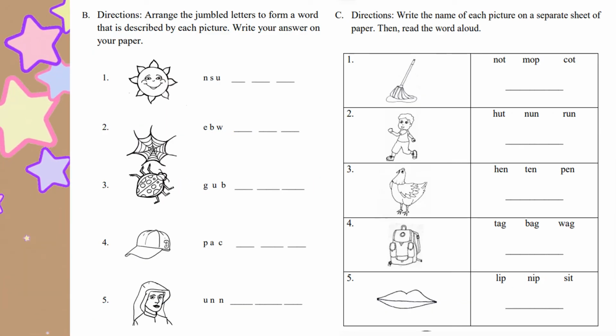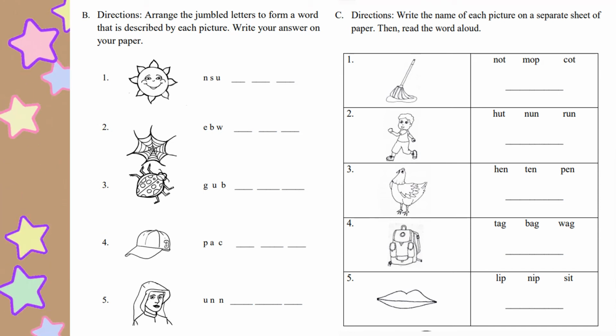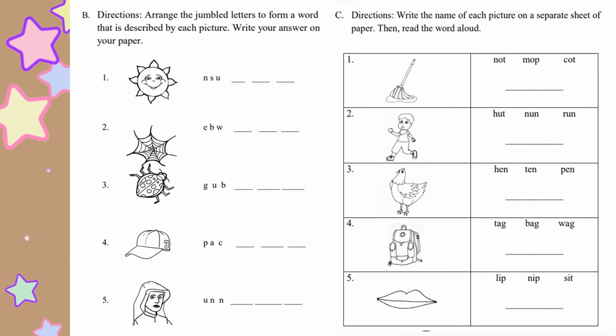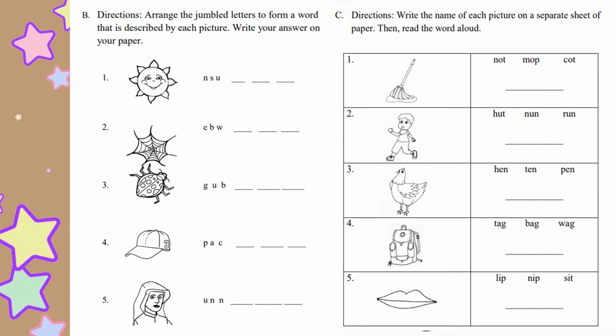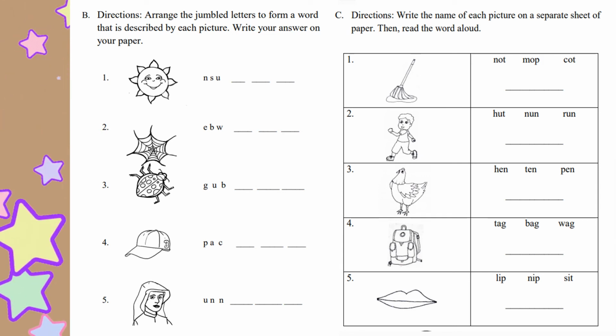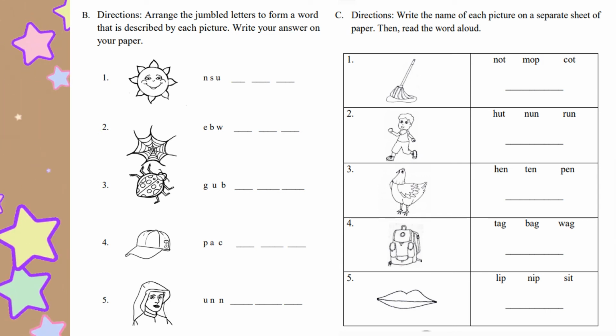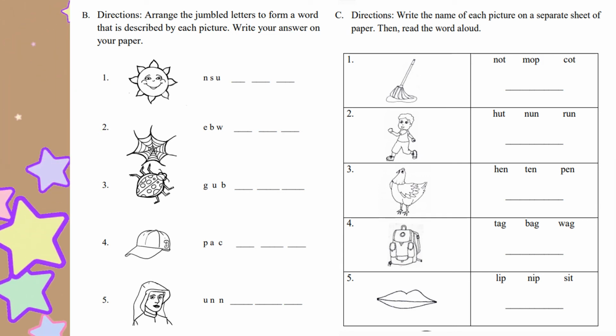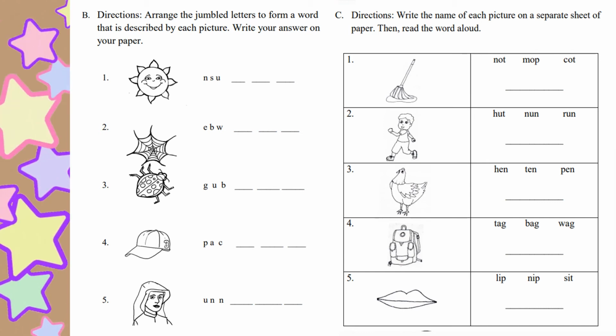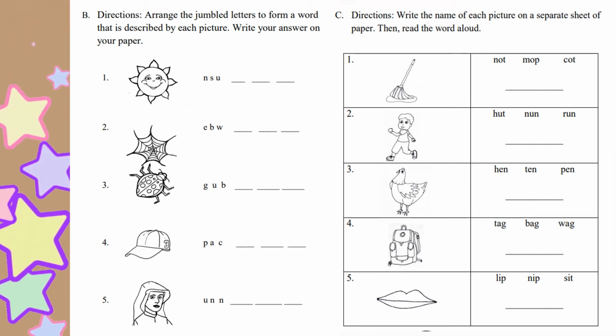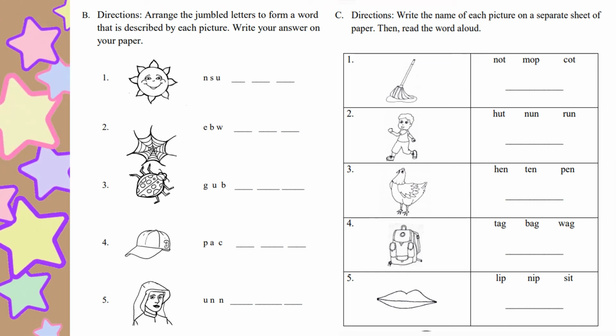For your activity, arrange the jumbled letters to form a word that is described by each picture. Write your answer on your paper. Number 1, sun. Number 2, web. Number 3, bug. Number 4, cup. And number 5, none. Another activity, write the name of each picture on a separate sheet of paper. Then read the word aloud.